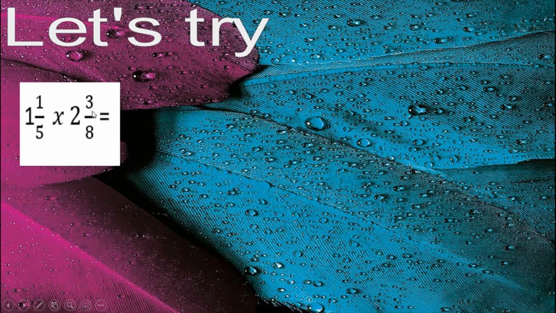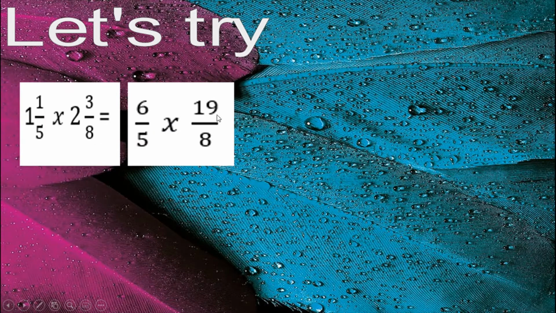fractions, I first change the mixed numbers into improper fractions. I think that's the easiest process in multiplying, and also in adding and subtracting fractions. I change the mixed number first into an improper fraction. So let's try this one. 5 times 1, that is 5, and 5 plus 1, that is 6. I'll just copy the denominator, 5. For the second fraction, 8 times 2 plus 3.